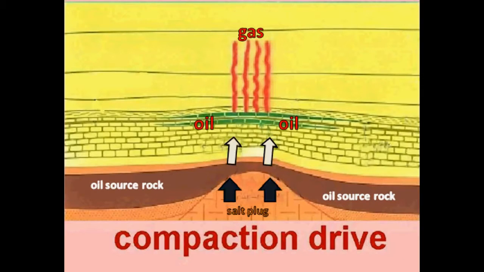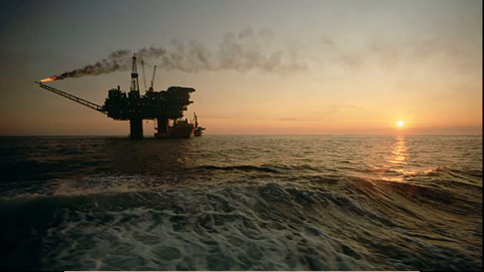The fifth is called a compaction drive. Compaction drives are found in abnormal pressure reservoirs. An overpressured reservoir compacts, or pushes in on itself, pushing out the oil. Compaction drives are not very common and are found mostly in the North Sea.